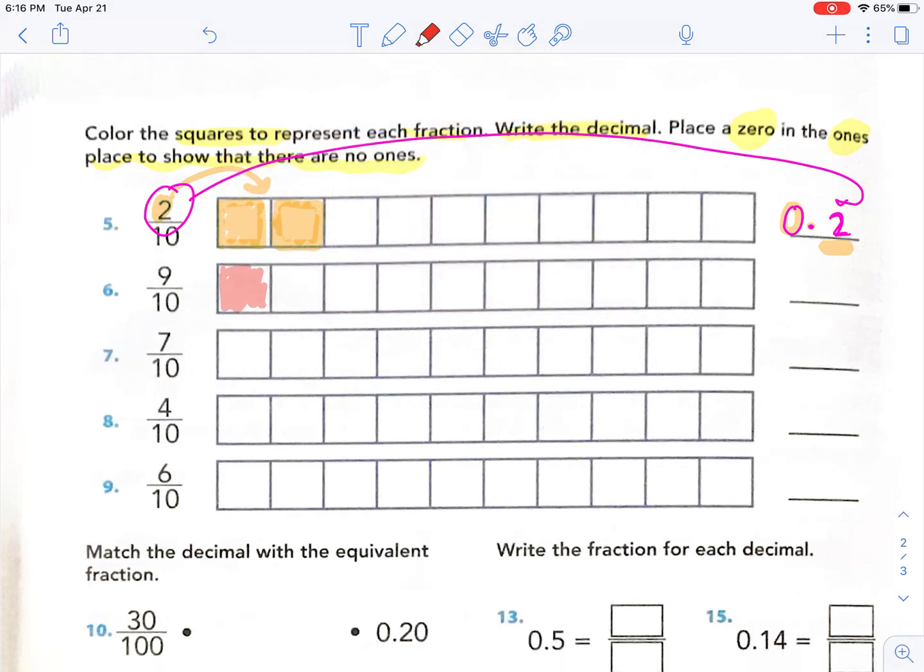9 tenths. 1, 2, 3, 4, 5, 6, 7, 8, 9. If you want to color that neater than me, that's okay. 9 tenths. Do you see how that's 9 right here? Now I know it's only going to go one spot over because that's the tenths place. So what number do I put there? I put a 9. 0.9. That is 9 tenths. Okay, let's do another one.